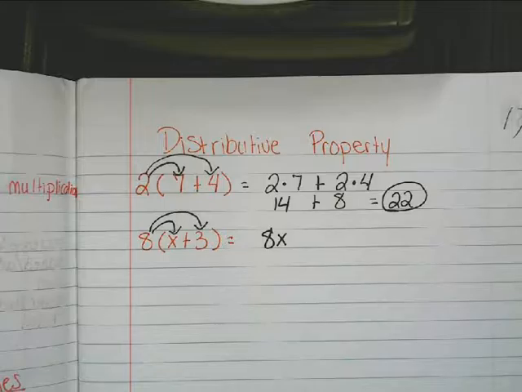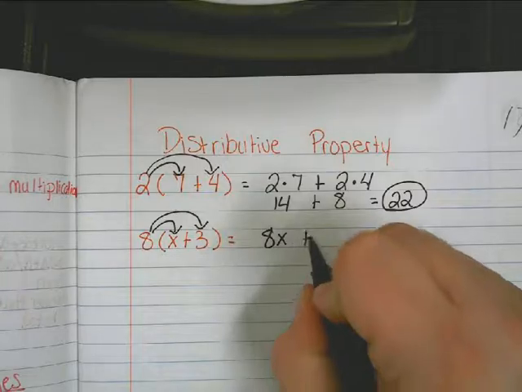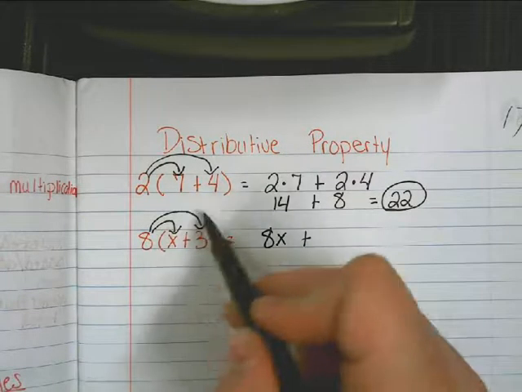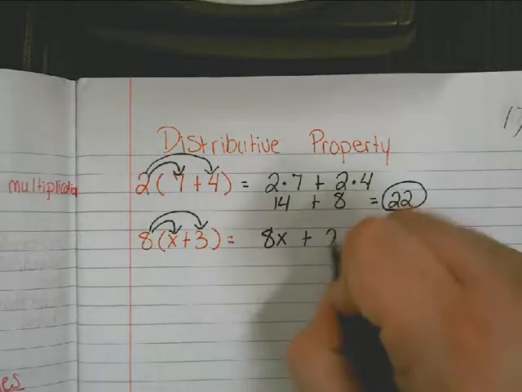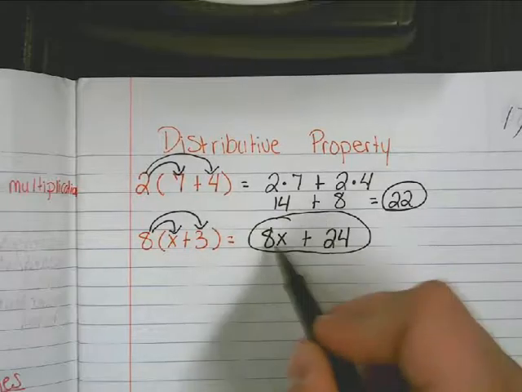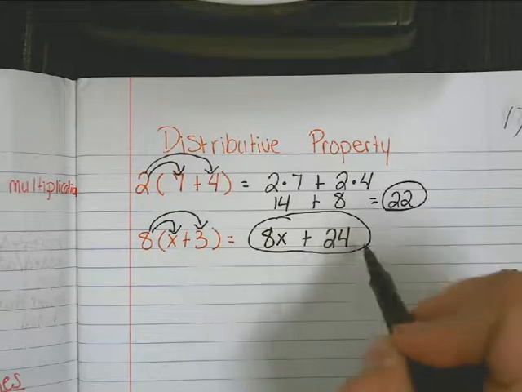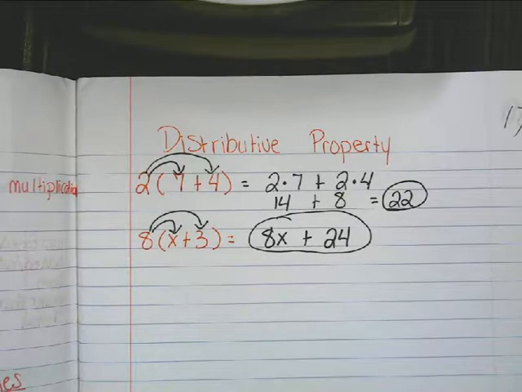Keeping this plus sign the same still. Now I have to take the 8 times the 3. So what's 8 times 3? 24. So I can solve that. That would be my final answer, because I cannot combine these, because this has an x and this one does not. So I don't want to see 32x. You can't combine those. They're not the same. Okay? Let's try another one.